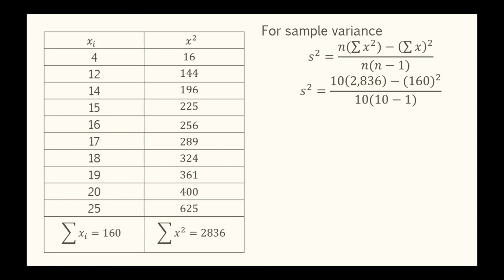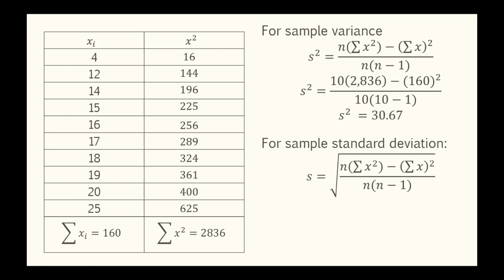Applying the formula for the sample variance, we have the given values. S squared is equal to 10, where 10 is the number of observations in the problem, multiplied to the summation of x squared. Here it is: we have 2,836 minus the summation of x, which is 160, and then that 160 squared, all over n, which is 10, multiplied to the quantity 10 minus 1. So using your calculator, that would be equal to s squared equals 30.67.